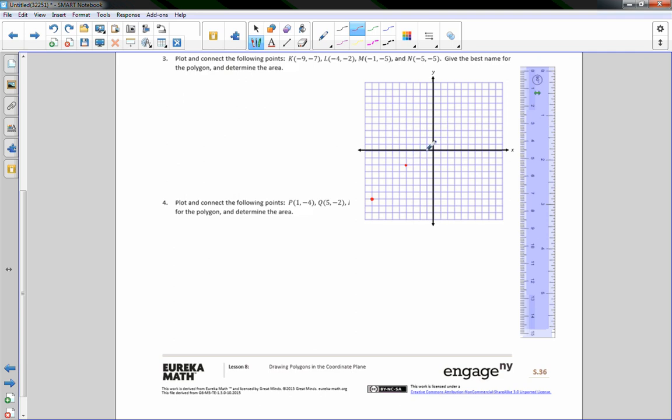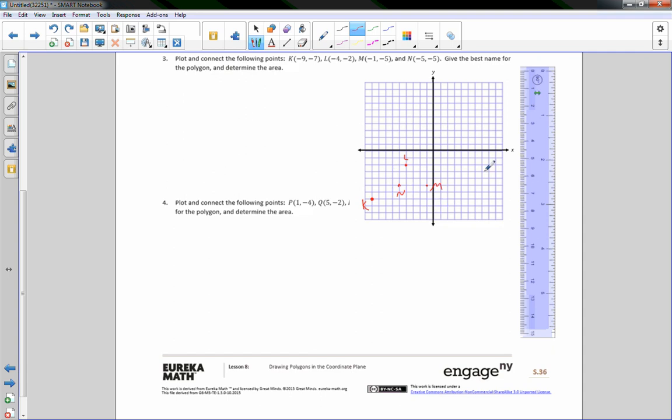M is -1, -5, which is right here. And N is -5, -5. Give the best name for the polygon and determine its area. Okay, so if I label these points, this is K, this is L, -4, -2, M is -1, -5, and N was the last one we plotted.